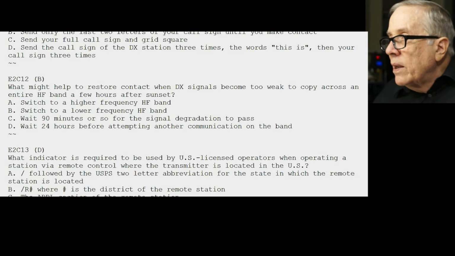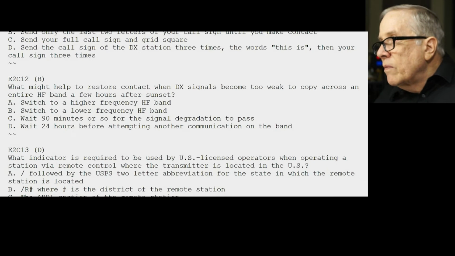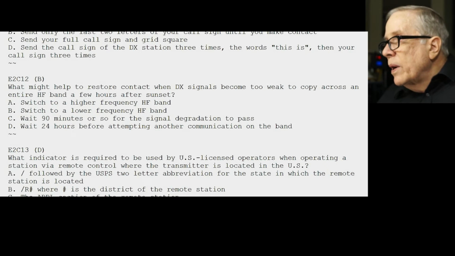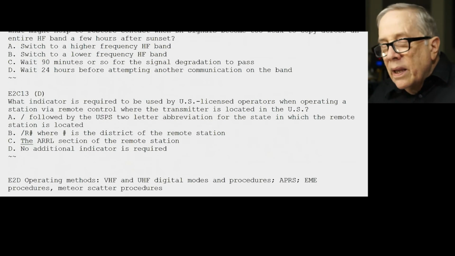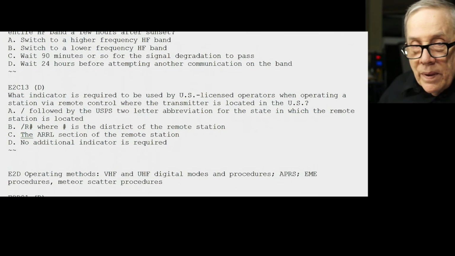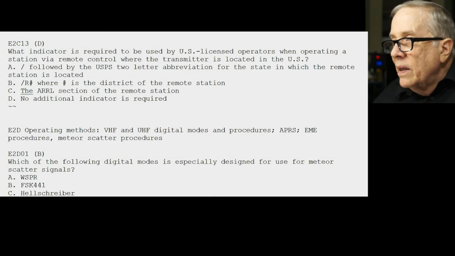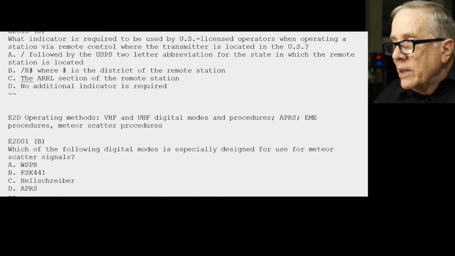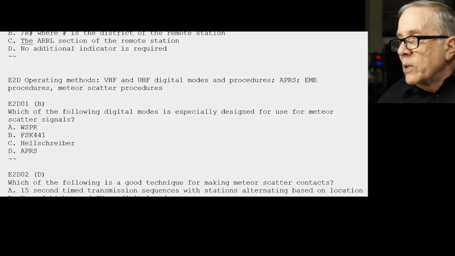E2C13, what indicator is required to be used by U.S. licensed operators when operating a station via remote where the transmitter is located in the U.S.? And the answer is none. Surprisingly, none. The days of W6LG portable W5 or something like that, they're pretty much gone. Okay, here's on to D.